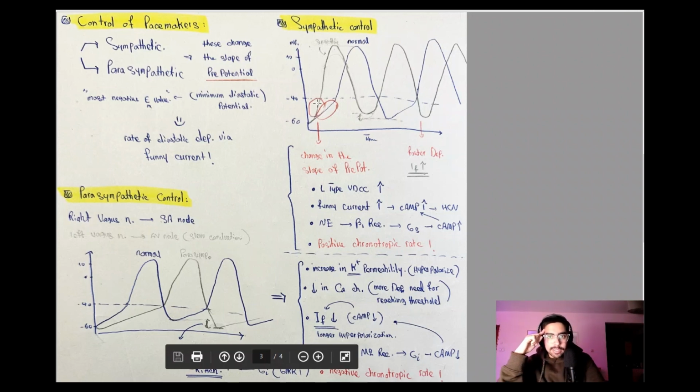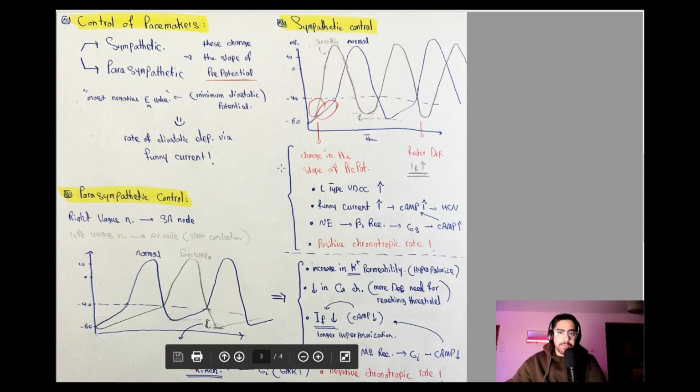Two things happen here. First, the slope has some acceleration. You see here the acceleration is more vertical than this one, and the other thing is that they hyperpolarize less than the normal, it comes till this level, but this is till this level. So these are the two important things that you should know about the effect of the sympathetic system.